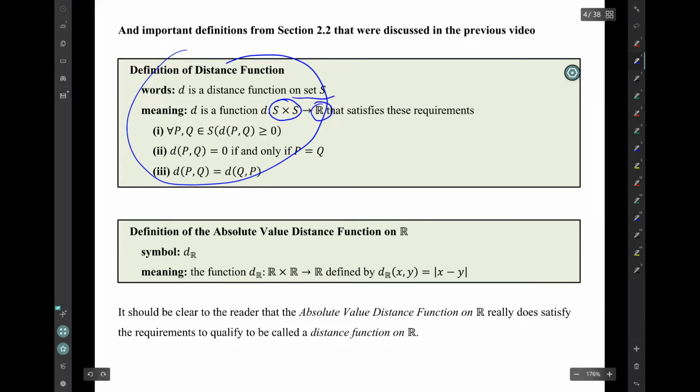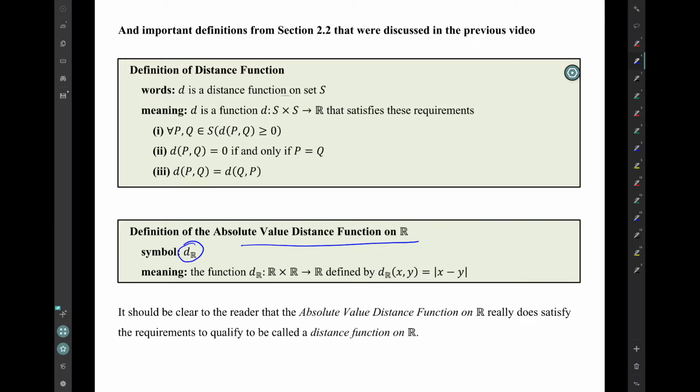A distance function on a set S is a function from S cross S to the real numbers. So in other words, a function that eats as input a pair of things from S and spits out as output a real number. And a distance function has to satisfy these three requirements. And I introduced 5 examples of distance functions. The absolute value distance function on R, denoted this way, D subscript double struck R, behaves this way. The distance between real numbers x and y is computed using this formula.